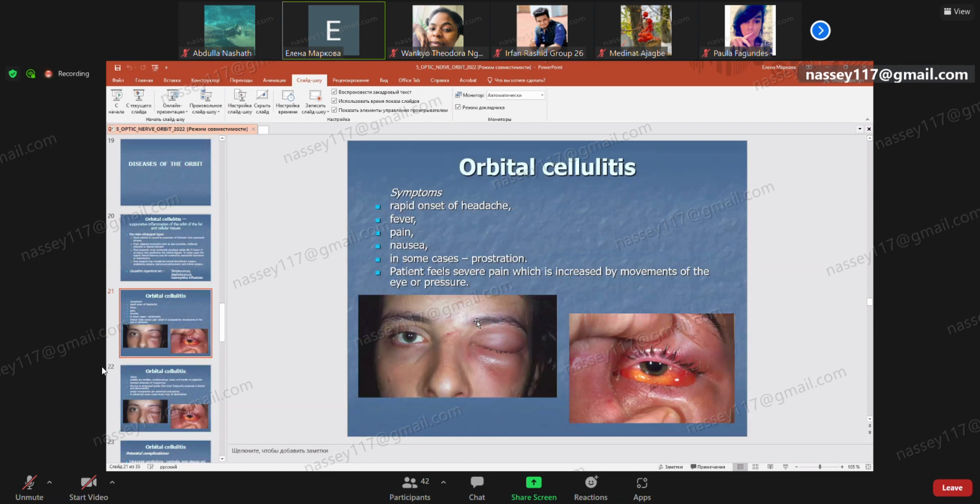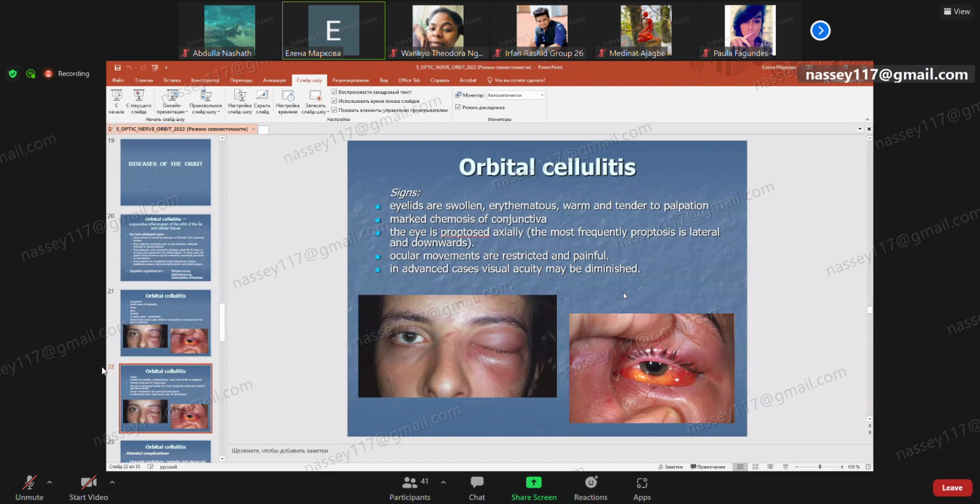Symptoms include rapid onset of headache, fever, pain, nausea, and in some situations prostration. Some patients feel severe pain, which is increased by movements of the eye or pressure. Like this, we can see edema, redness, edema of the conjunctiva, and changing color of the skin in the region of orbital cellulitis.